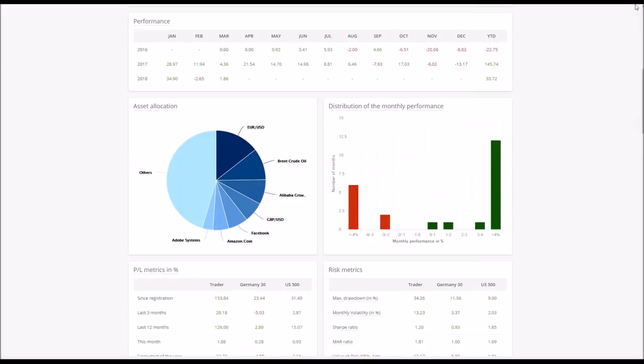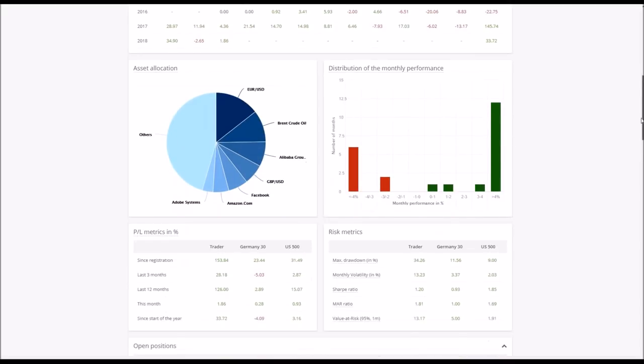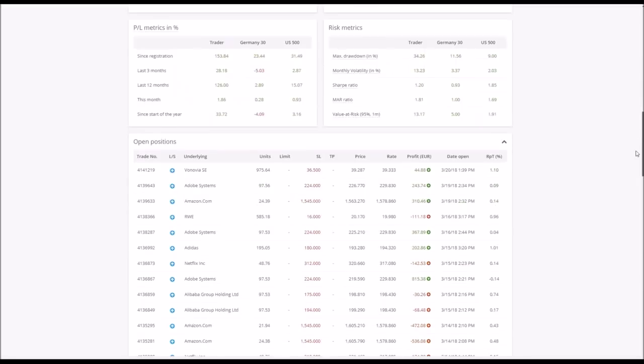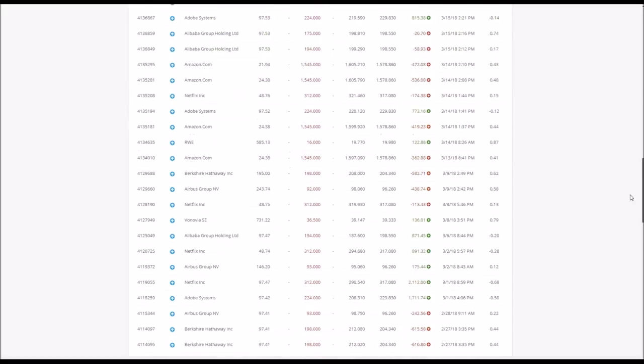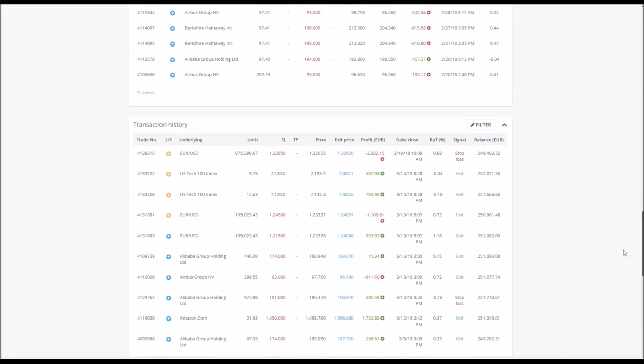Then we can drill down to a lot more data if we want to, so we can see, well, okay, where have they made their money? What markets has this person traded? So we have Euro dollar for Giuseppe, 14% of trades, Brent crude, Alibaba Group. So a bit of a mix of different things that have been traded, so we can see a bit more information. Okay, and then if we want to, we can see what open positions they're running, any recently closed trades, what sort of profit was made, all of that sort of stuff.